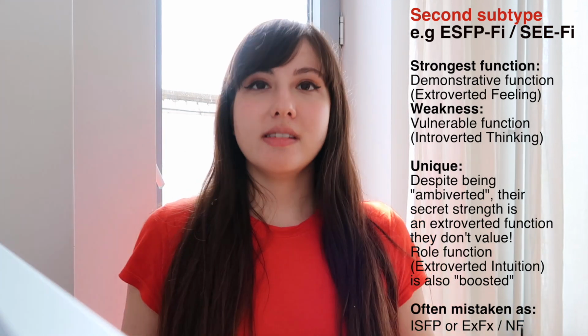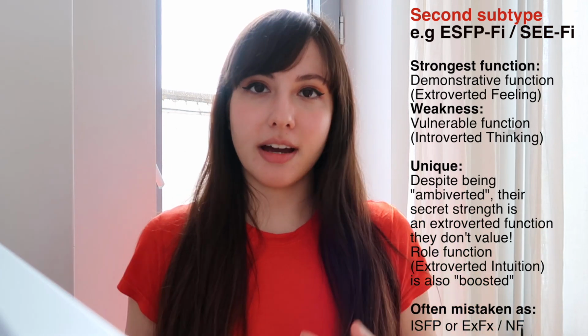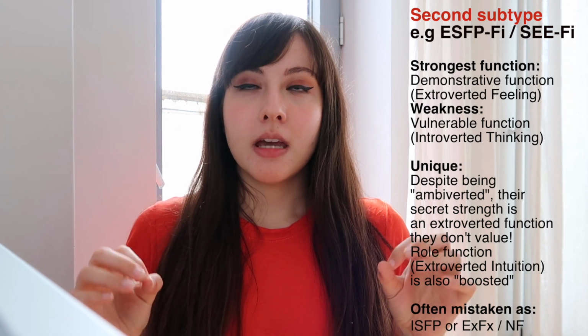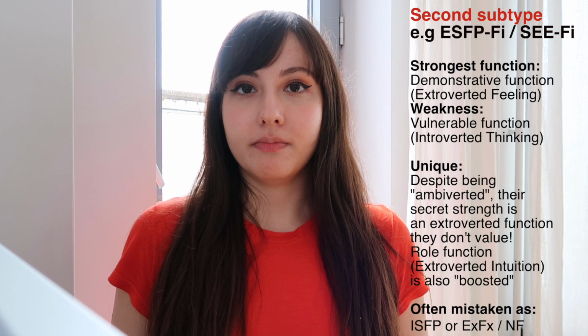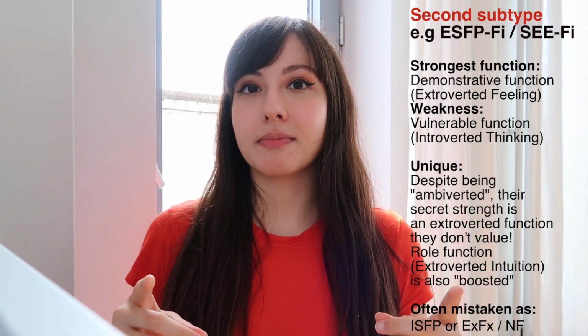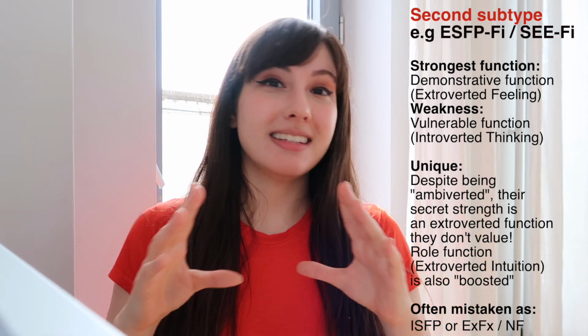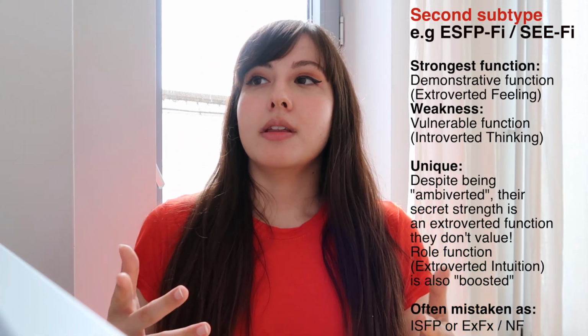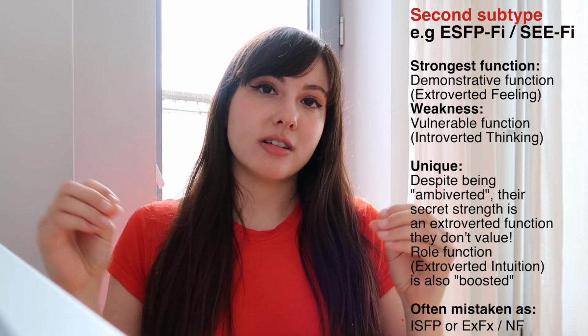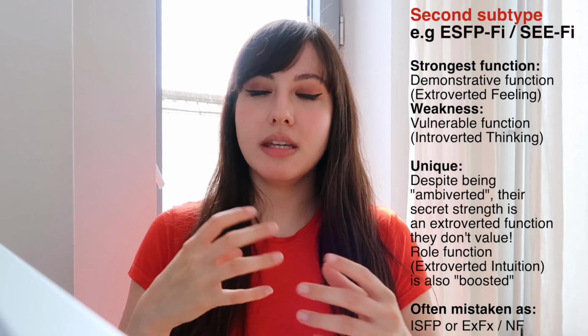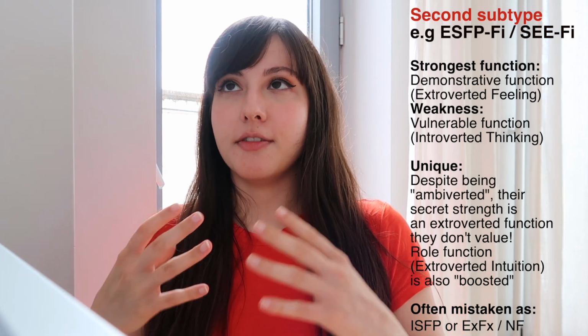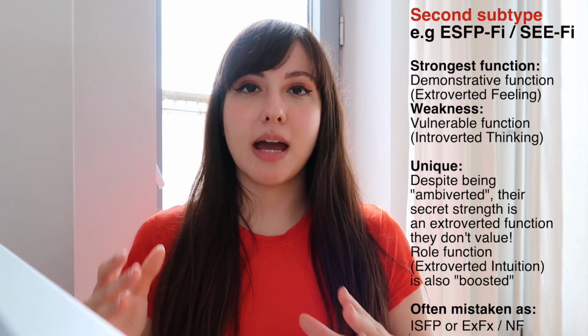Okay, so let's go back to ESFP. ESFP, who is the FI subtype, the second subtype, their biggest strength is going to be extroverted feeling. Let that sink in. This is really weird, right? But this is how the system works, in the way the functions are boosted, because being an extrovert and being a feeling type, all EF types are going to be good at extroverted feeling. This is how it works in Socionics.